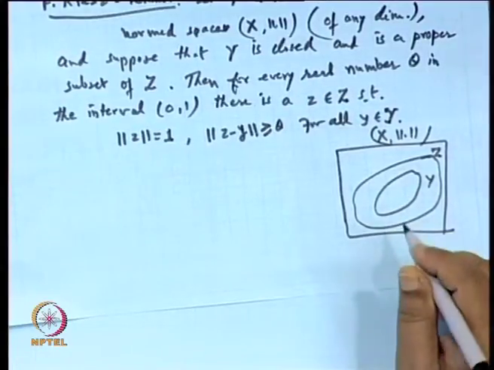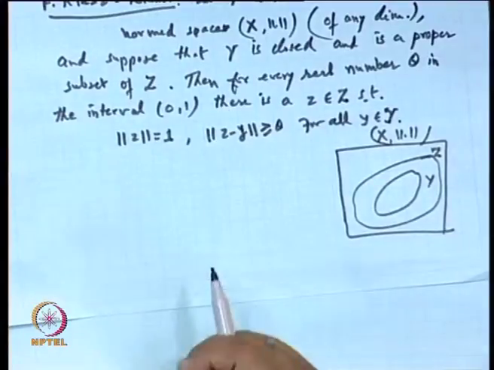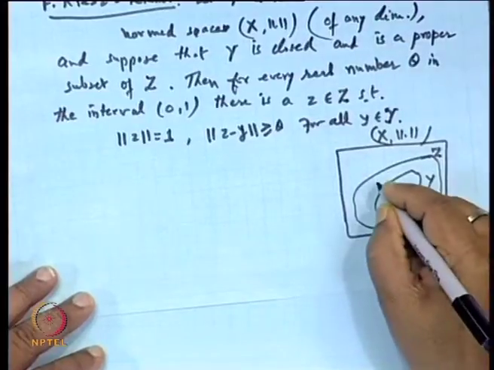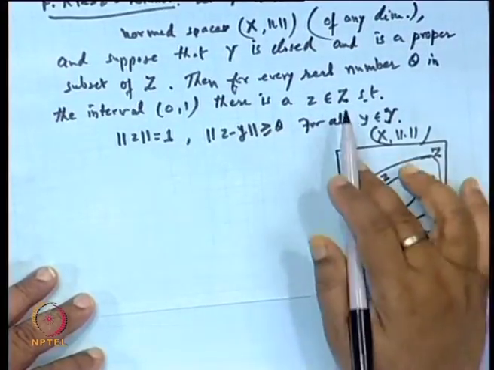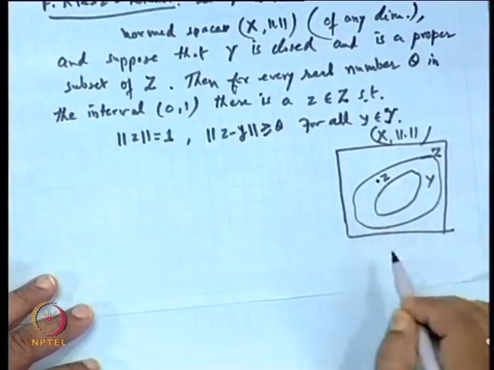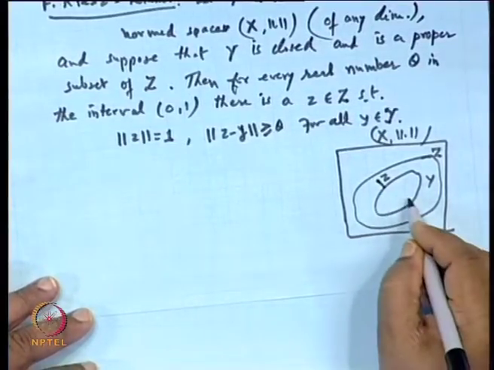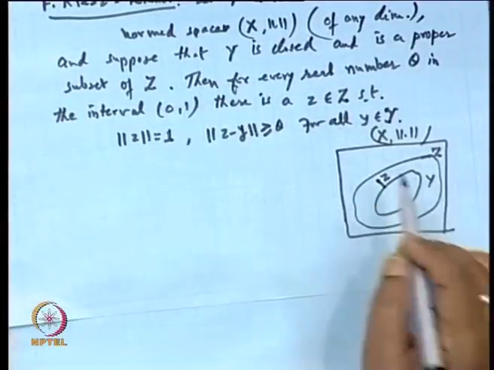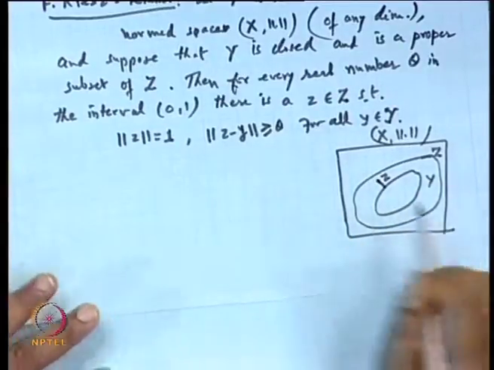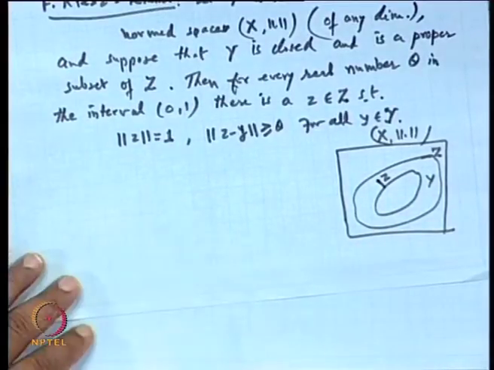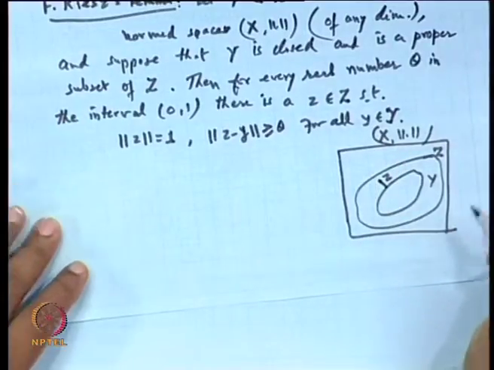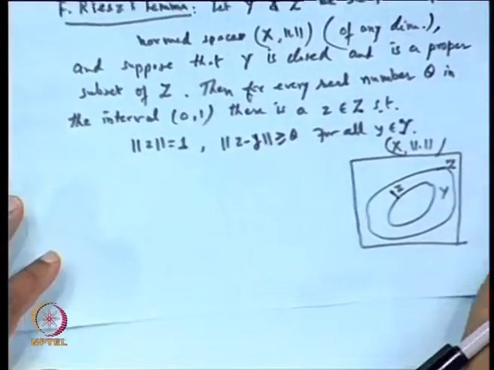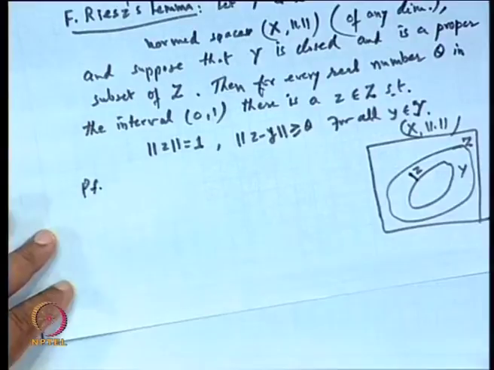Then what this shows is that if I take any number theta between 0 and 1, say 1/4 or 1/2, then corresponding to that number, one can identify a point z in capital Z whose length is 1 and whose distance from any element y of Y is greater than or equal to theta, because ||z - y|| is greater than or equal to theta. So this will be a lemma, which will help you in proving many results in the case of finite dimensions. The proof of this lemma goes like this.